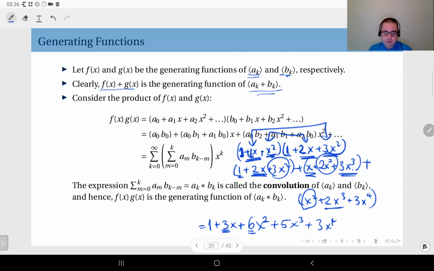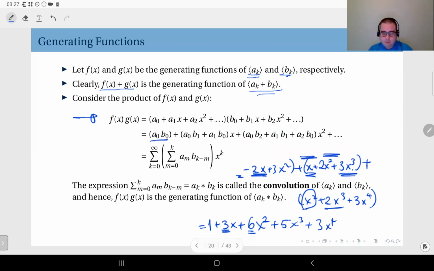Simple enough. In the general case, you have f of x, g of x, two generating functions, two polynomials. When you multiply them, of course, a0 by b0 gives you the coefficient of x to 0, and a0 b1 and a1 b0 multiplied and added together will give you the coefficient of x to power 1. Similarly, a0 b2, a1 b1, and a2 b0, multiply them, add them up, that will give you the coefficient of x to 2, and so on. So this we call the convolution, okay?